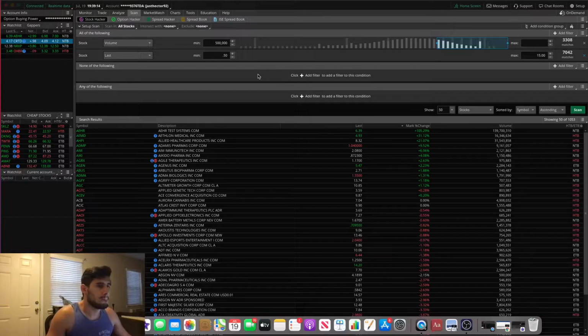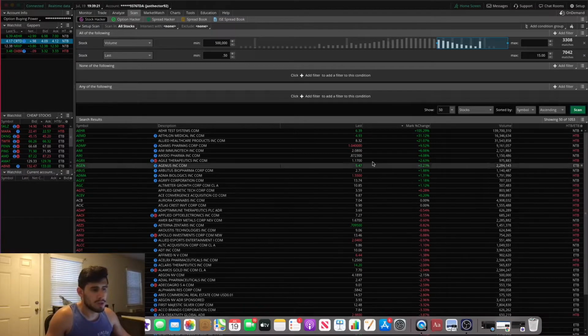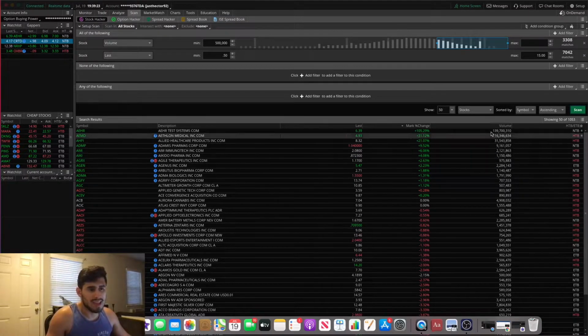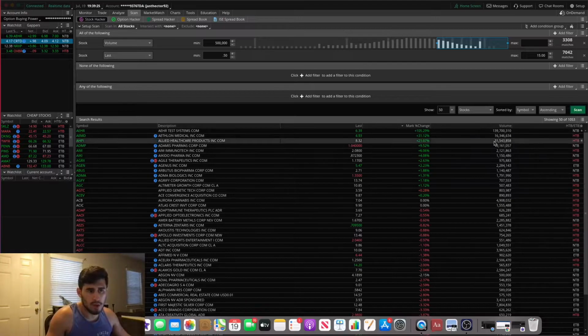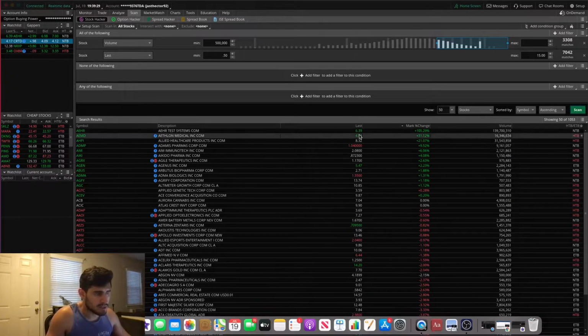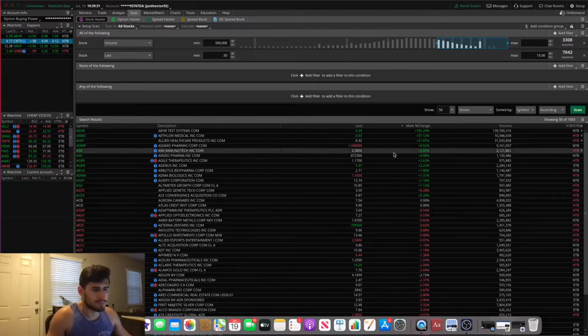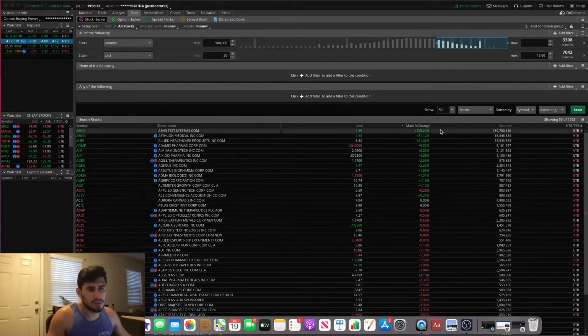Okay, so that's it, guys. You basically click scan, and this is a very important part. See all these columns? You want to set this up to see at least volume, right? You want to see the volume that's being traded, right? Because we're scanning for that. The last price that it was traded the previous day, and then mark percentage change, which is essentially how much it's gapped up on a percentage basis that morning.